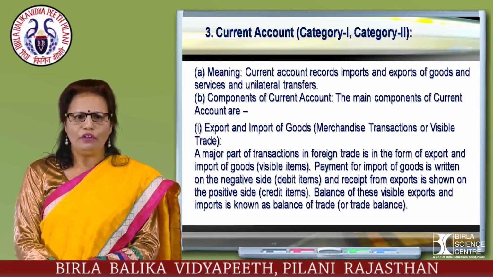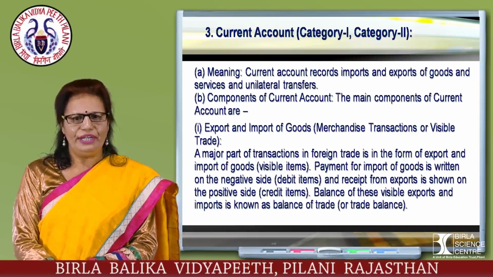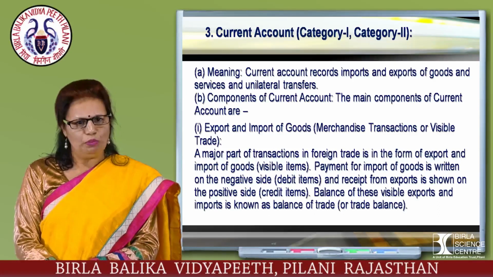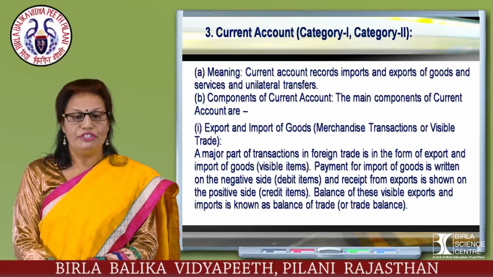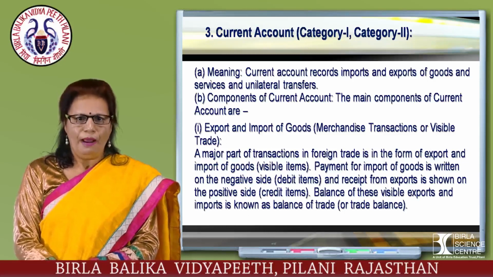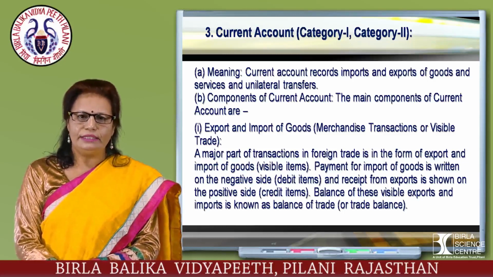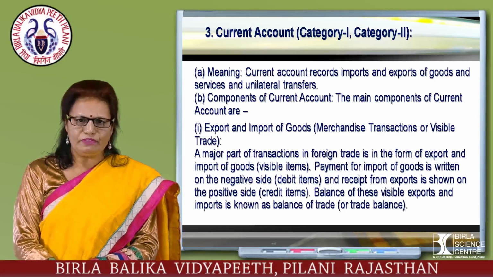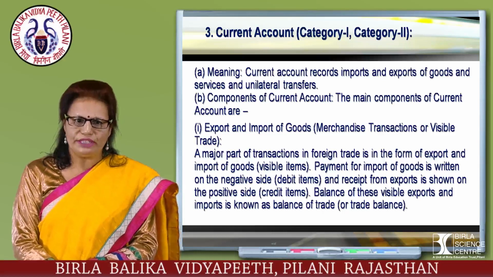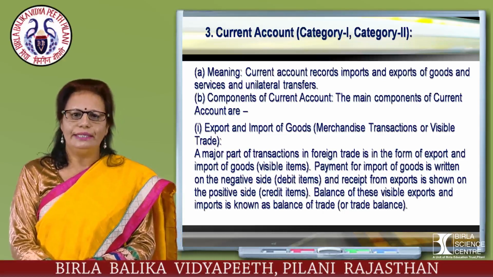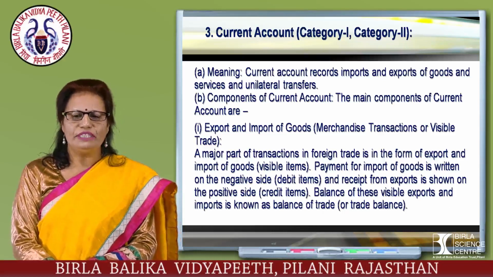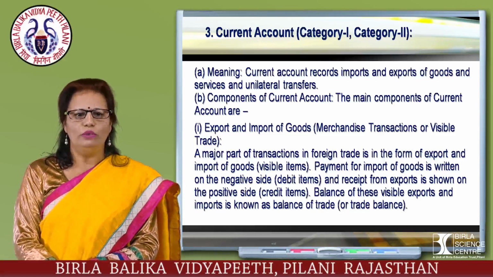A major part of transactions in foreign trade is in the form of export and import of goods, which are visible items. Payment for import of goods is written on the negative side, that is a debit item, and receipts from exports are shown on the positive side, that is a credit item. The balance of these visible exports and imports is known as the balance of trade.